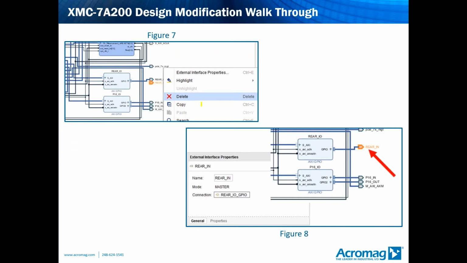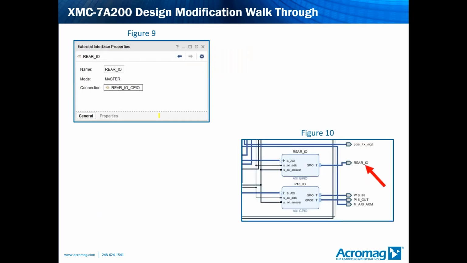So what we're going to do is we're going to right click on rear out on this guy right here, and we're going to click on delete. Next, we're going to click on that port labeled rear in over here, and then you're going to get the external interface properties pane showing up in Vivado. This is the external interface properties that's going to show up right over here. So we're going to focus on this in the next slide.